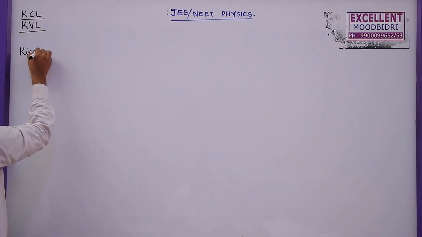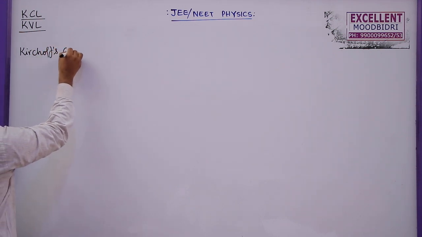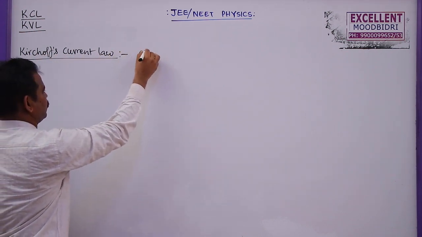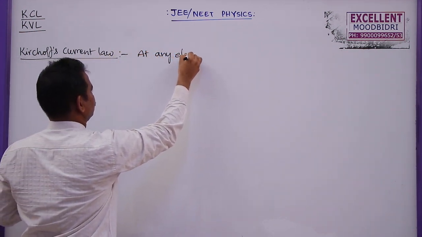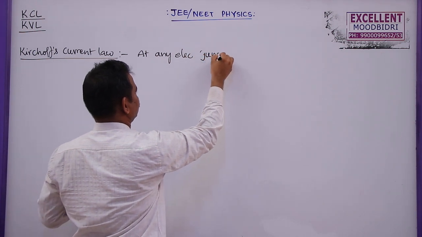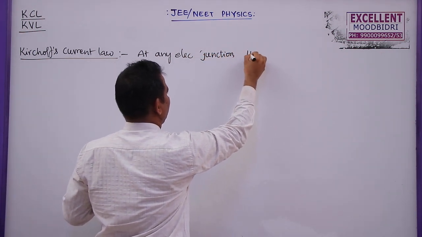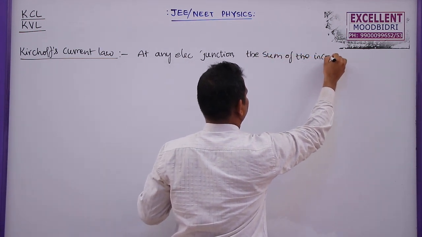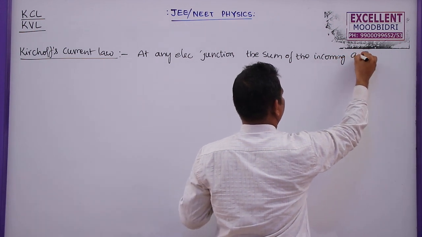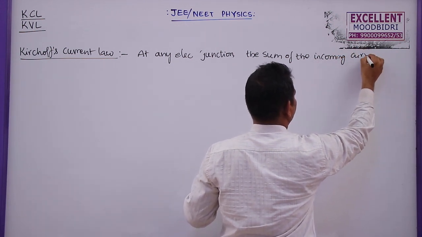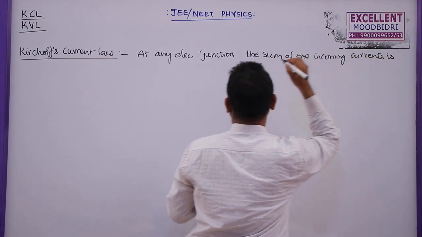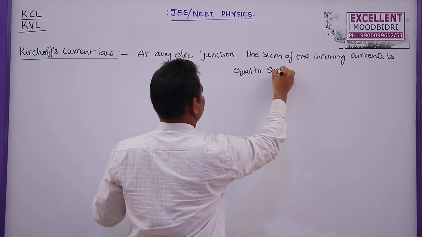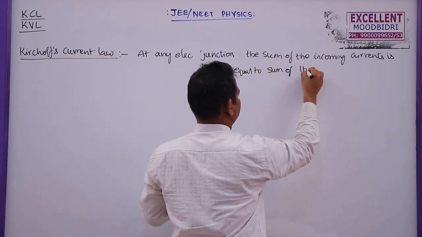So Kirchhoff current law, also known as first law, states that at any electrical junction the sum of the incoming currents is equal to the sum of the outgoing currents.